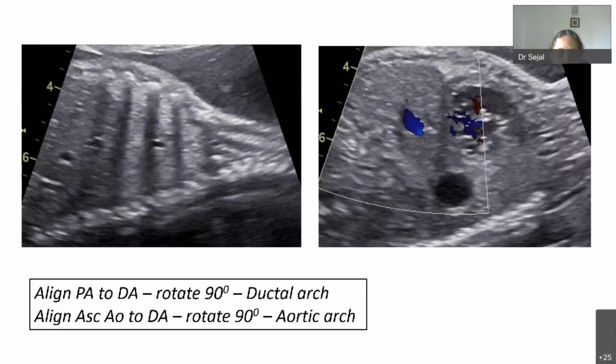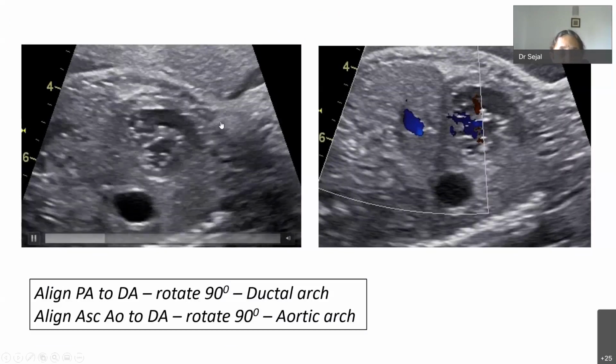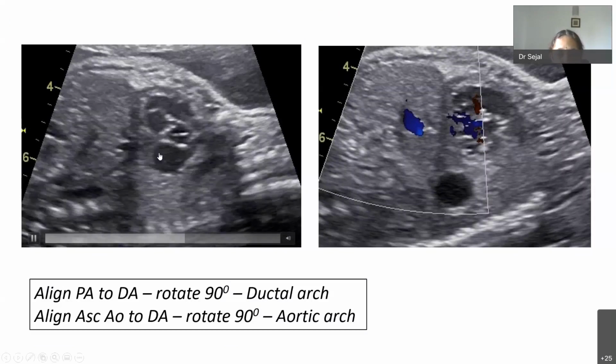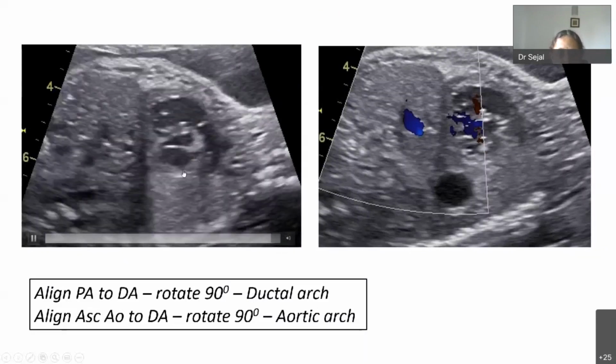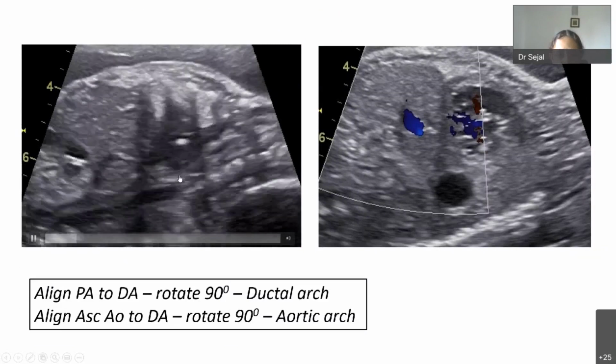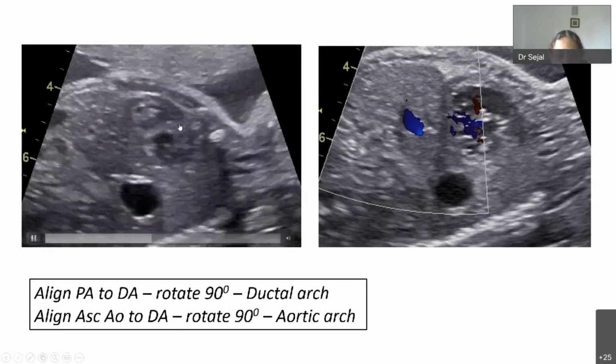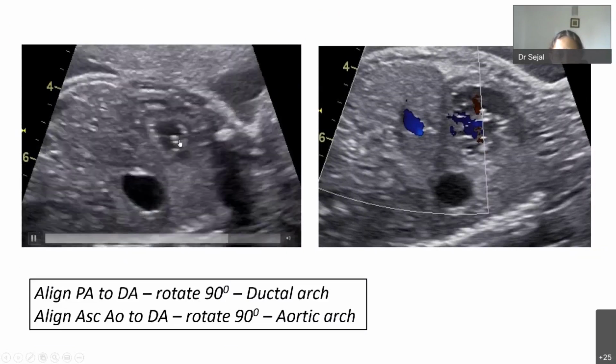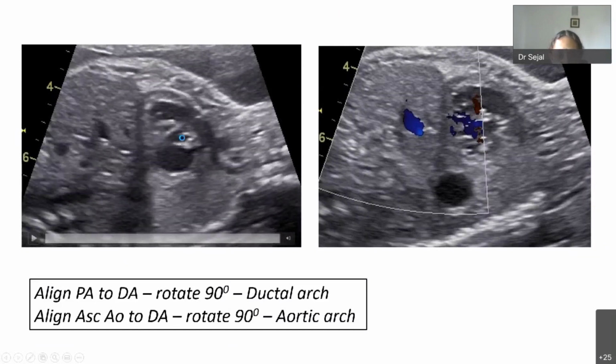From the SVC IVC view, you have to do a little amount of movement to open up the arches. Now, you can see here that I have the SVC IVC view and I just sweep a little. I will open up the aortic and the pulmonary arches. To open up the ductal arch, I open up the pulmonary artery, and to open up the aortic arch, I will move closer to the aortic valve.